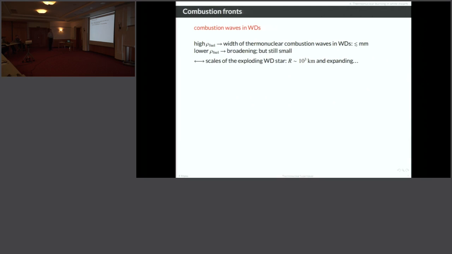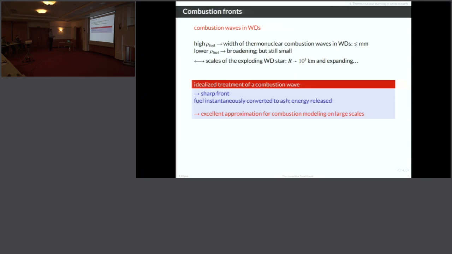So the white dwarf, of course, has in the beginning a radius on the order of 1,000 kilometers, and it is expanding. Therefore, an idealized treatment of a combustion wave can be used, where we describe this combustion wave as a sharp front that separates the fuel from the ash, and we assume that inside this sharp front there's an instantaneous conversion of fuel to ash, and the energy is instantaneously released. And this is actually an excellent approximation for combustion modeling on large scale.